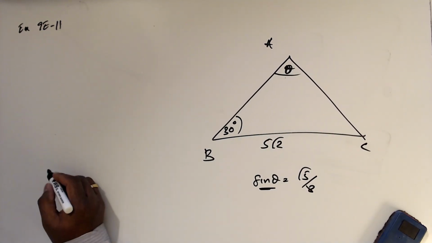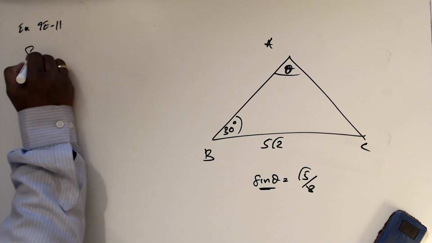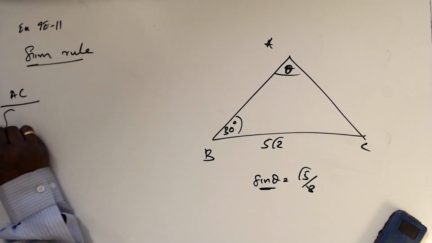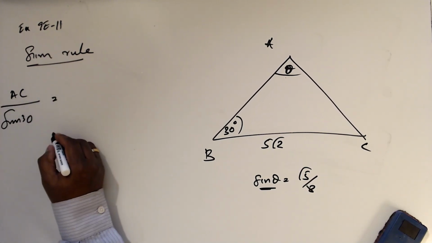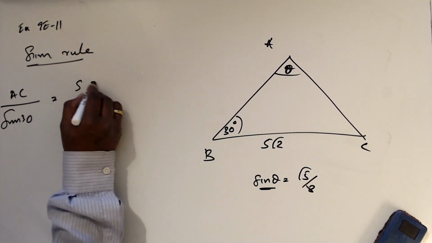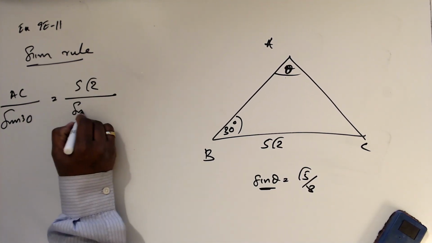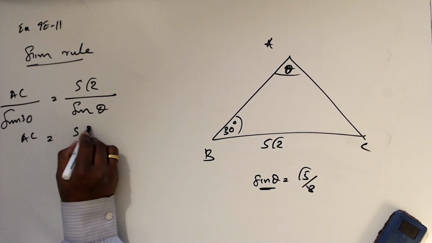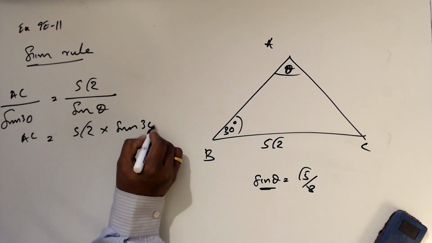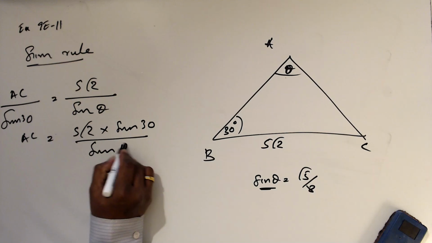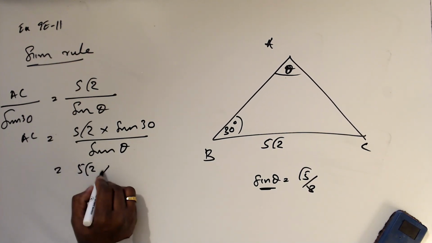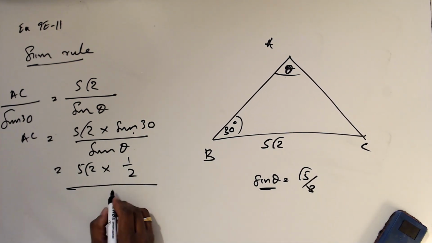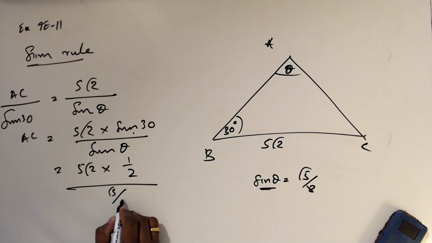It is simple now. From the sine rule, AC over sine 30 equals 5 square root 2 over sine theta. So AC is 5 square root 2 sine 30 over sine theta. Sine 30 means half. Divide by sine theta, which is square root 5 over 8.